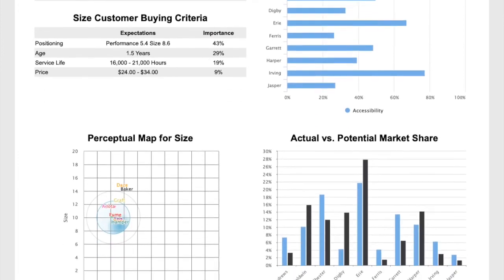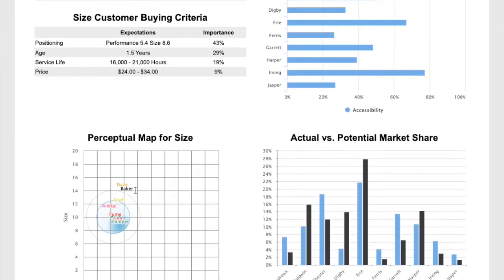Same as size, those two products are out of the circle, so they cannot make a huge sale. Again, you need to focus on positioning, age, service life, and price. Those are the four main criteria you need to focus on.